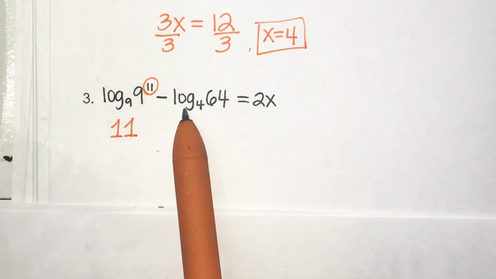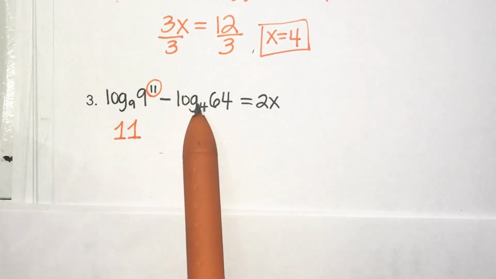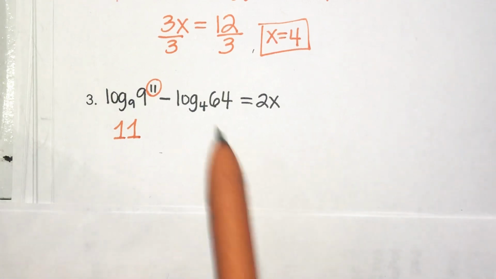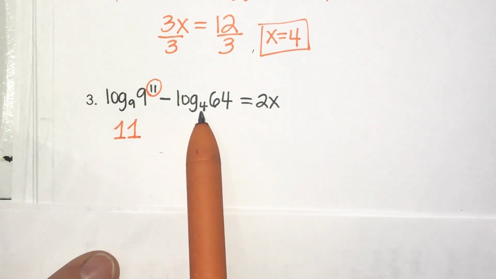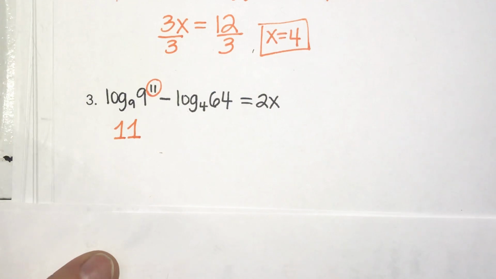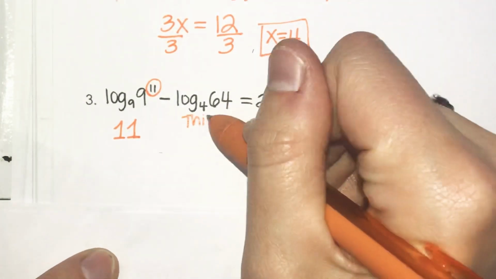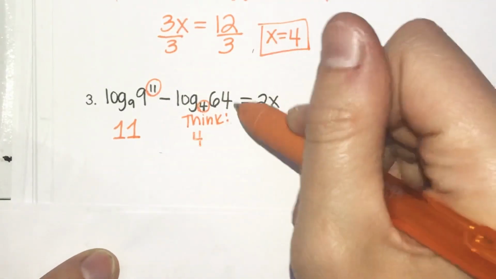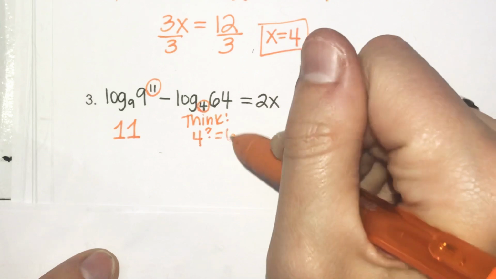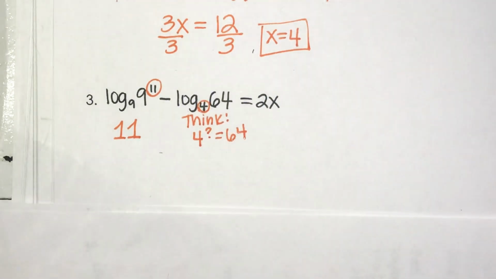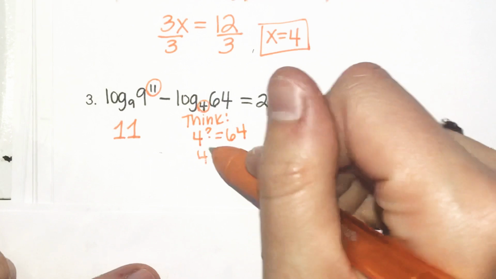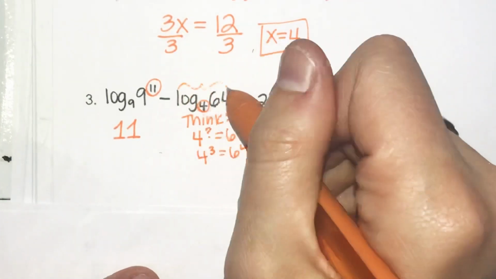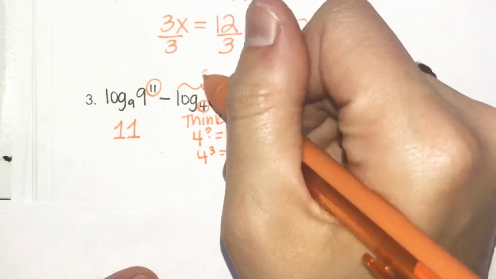Then over here, because it's subtraction, I could make it into division, but look how easy this is. Right now I've got log base 4 of 64. Remember, we did this in class. I can think, 4 to the what power gives me 64? Well, 4 to the third power gives me 64. So my answer to this little piece is just 3.